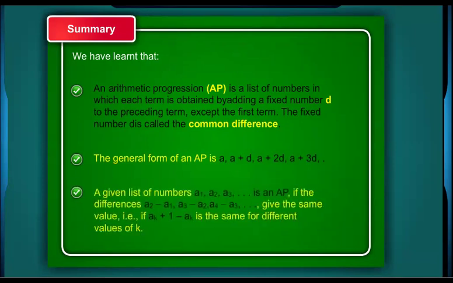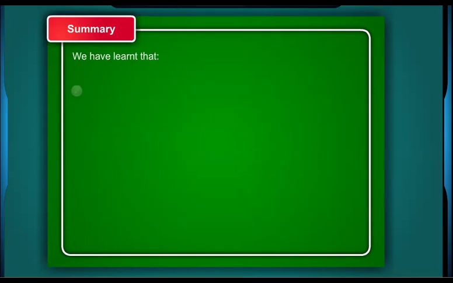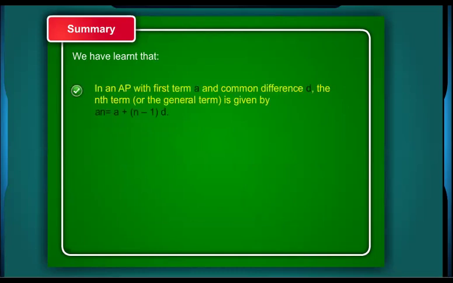A given list of numbers a1, a2, a3, ... is an AP if the differences a2 - a1, a3 - a2, a4 - a3, ... give the same value, that is, if a(k+1) - ak is the same for different values of k. In an AP with first term a and common difference d, the nth term or the general term is given by an = a + (n - 1)d. The sum of the first n terms of an AP is given by n/2 [2a + (n - 1)d].